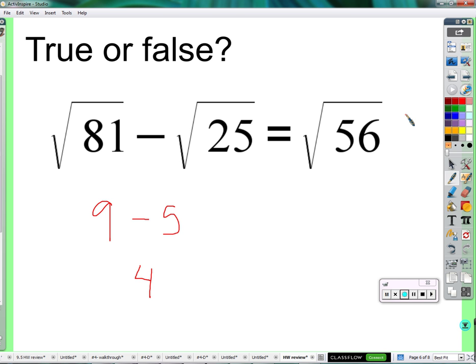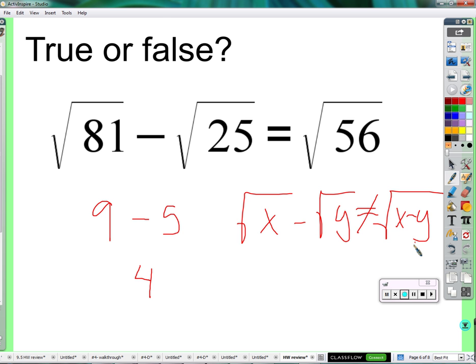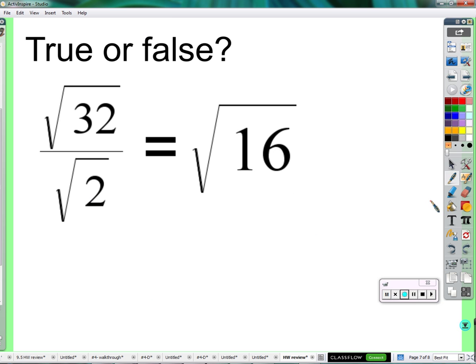So there's another explanation that I could use. Didn't work for addition, wouldn't make any sense that it would work for subtraction. So, good. In general, the square root of something minus the square root of something is not equal to the square root of subtracting those things. Okay. What about this? True or false, and come up with an explanation.